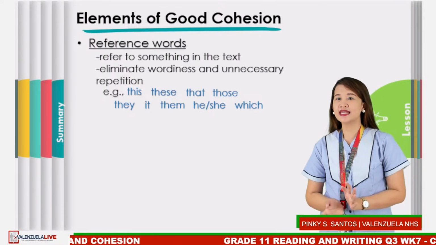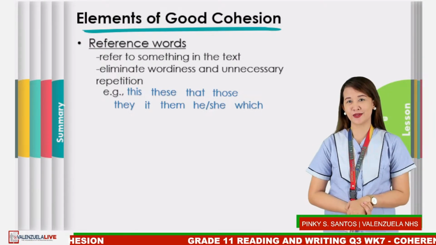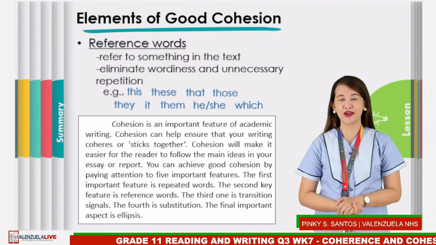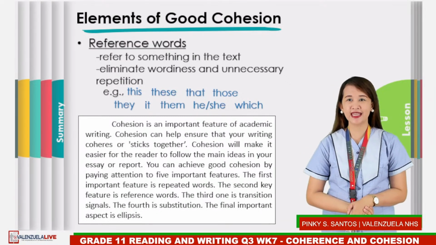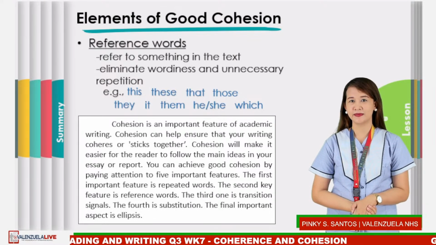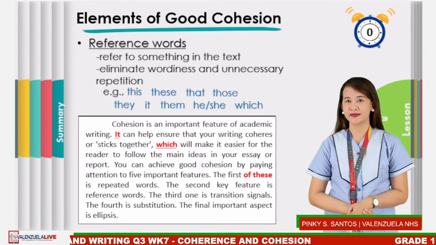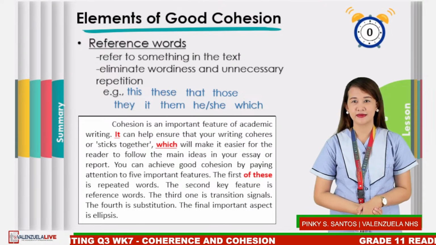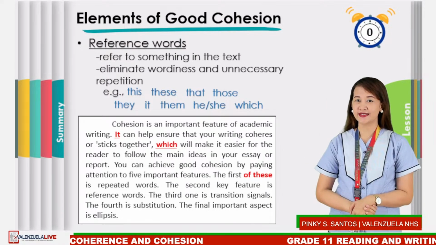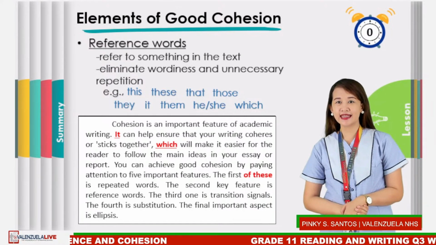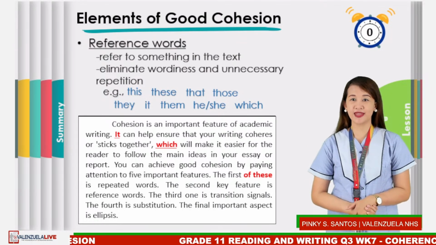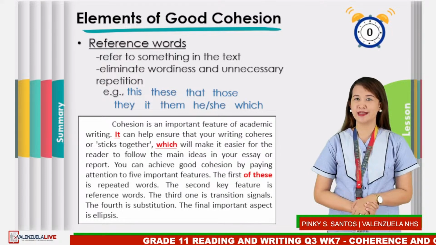Let's take a look at this example paragraph that I have on the screen. Can you help me locate the reference words used in this paragraph? You have 5 seconds to do it. Time's up. Do you have the same answer? Great. It and which refer to the word cohesion, and the word these refer to the important features.